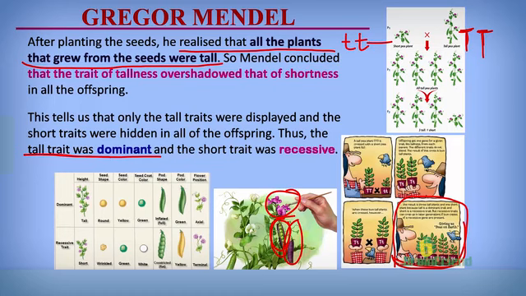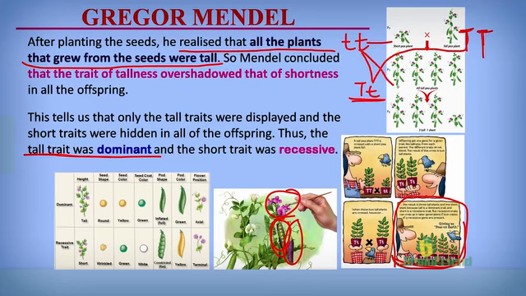Let's say this is the father. We can call them father and mother in plants as well. So this is the father, the short plant. It contributed the small letter, while the mother gave her capital letter. So this plant will have capital letter T and small letter t. At the end, the dominant will be displayed, so this plant must be tall.